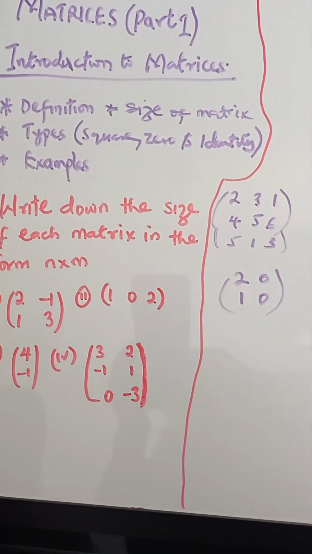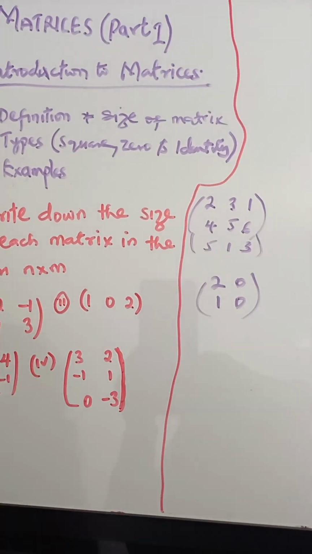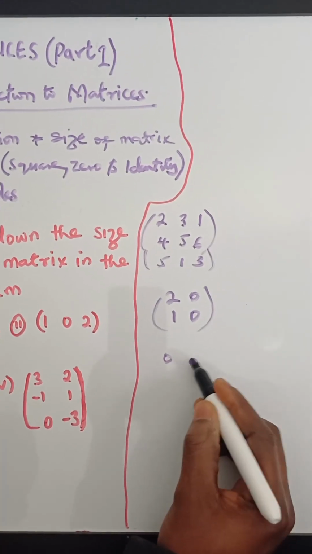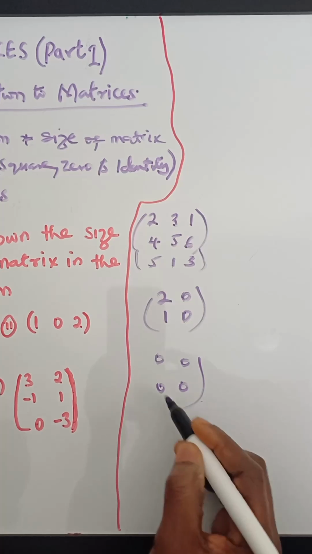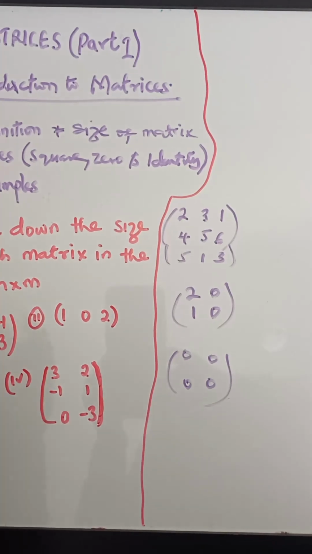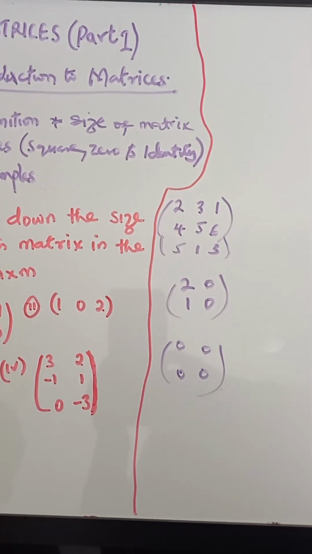And when we are talking about a zero matrix, it is a matrix where all the elements are zero. All the elements are zero. You can have it 2 by 2, you can have it 3 by 3.